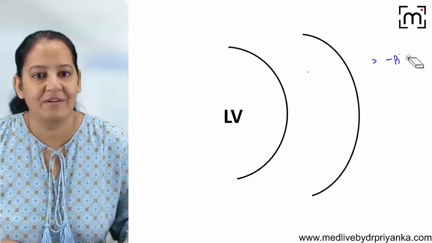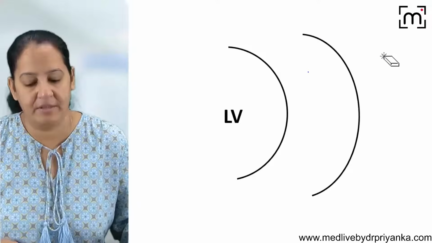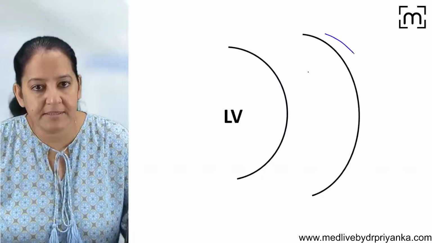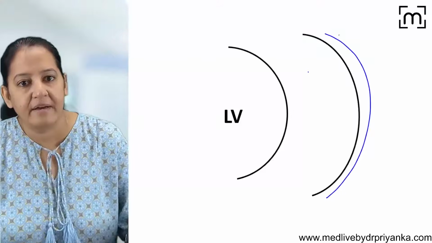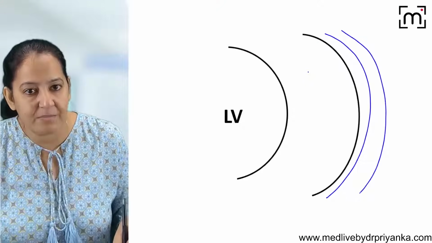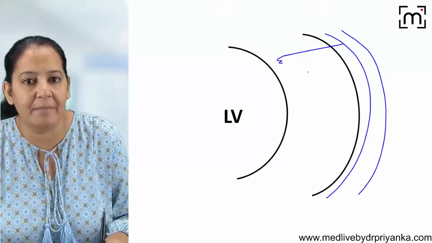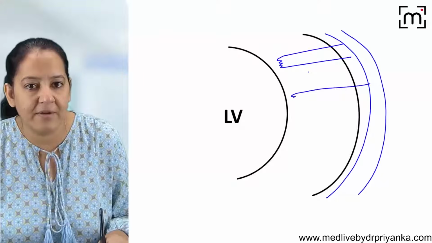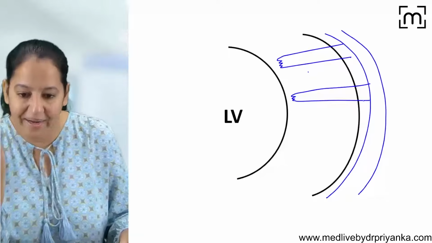So let me draw the coronary here to explain the 2 types of infarcts. Where is the coronary artery? Here I am drawing the coronary artery. Suppose this is the coronary artery, and from it these are the small branches which are supplying the blood here. Can you see it is supplying from outer to inner?